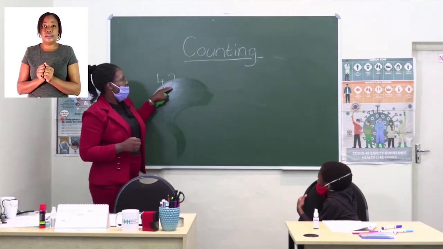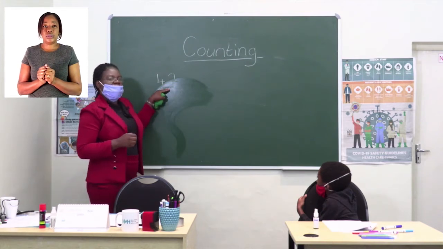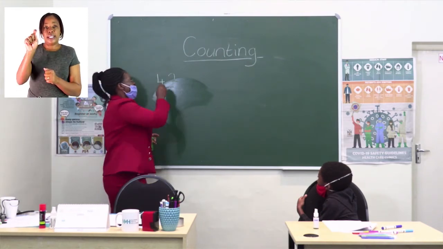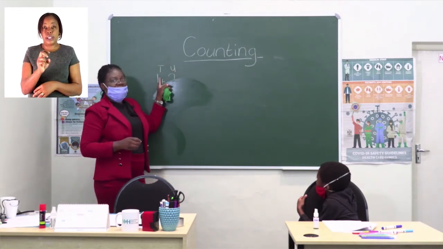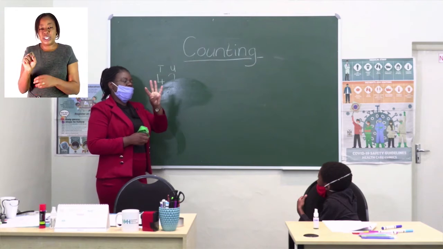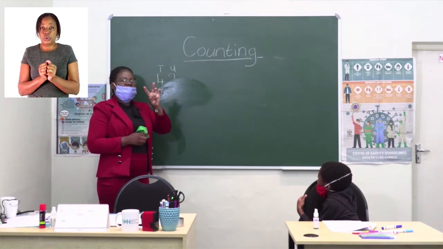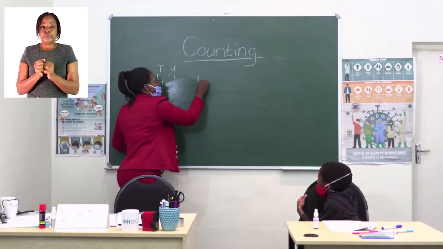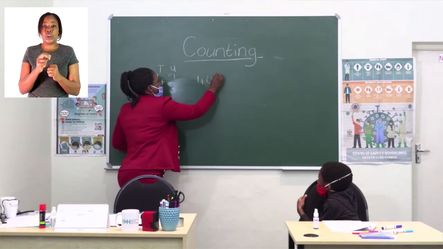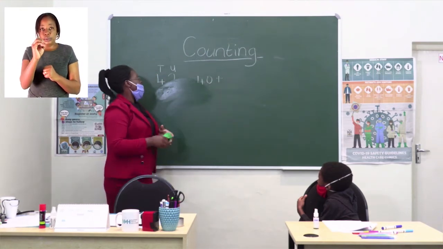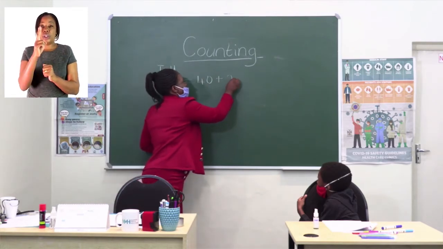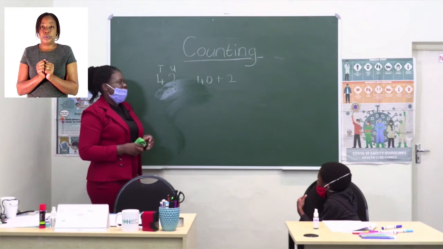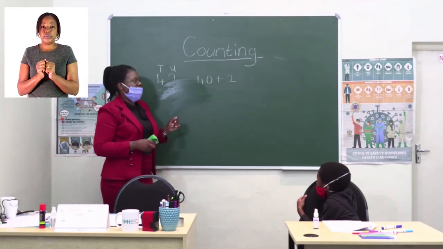So how many tens do I have here? I have 4 tens. These are the tens, remember, these are the units. So the tens that I have here, I have 4 tens, meaning 10, 20, 30, 40. So I write my 40 there. Plus, how many units do I have? I have 2 units. Now I have split the number, I have expanded.